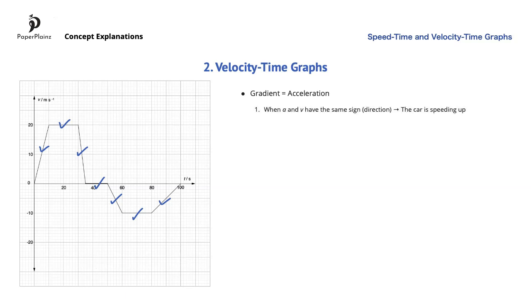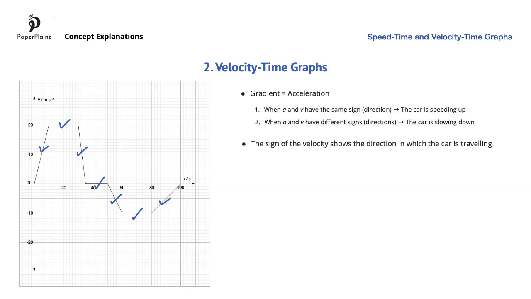When a, the acceleration, and v, the velocity, have the same sign or direction, the car is speeding up, and when they have opposite signs, the car is slowing down. Another important, although a bit more obvious point, is that the sign of the velocity shows the direction in which the car is traveling. Since on this graph we chose right to be the positive and left to be the negative direction, when the velocity is positive, the car is moving to the right, and when it's negative, the car is moving to the left.